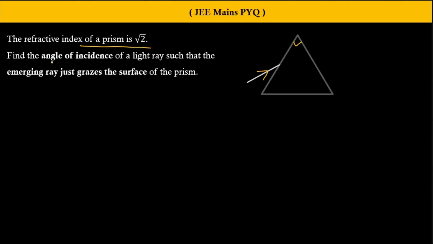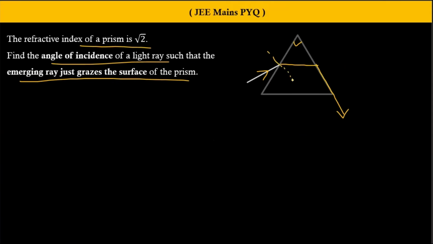The refractive index of a prism is this. Find the angle of incidence of a light ray such that the emerging ray just grazes the surface of the prism. Grazes the surface of the prism means it goes like this. The emergent ray, okay? This looks somewhat parallel but it will not be like that. It has been drawn like this. So okay, let me just remove it. Sorry, this is this, okay? So this is this one.